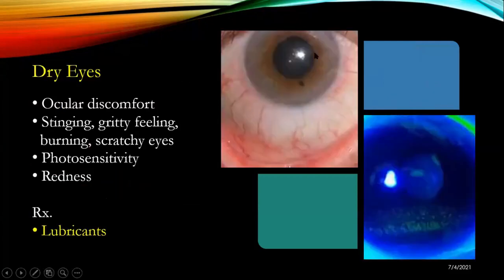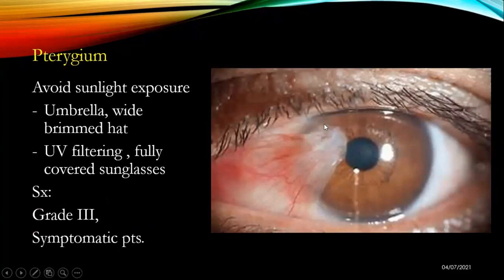The dry eyes, patient will complain of ocular discomfort, stinging and gritty feeling, and photosensitivity, redness, and of course the treatment is lubricants. Pterygium, this is a condition with a fibrovascular growth onto the cornea, which is classically on the nasal aspect of the eye. Rarely it can come from the temporal aspect, which we call pseudopterygium, which happens due to the ultraviolet light damage to the limbal stem cells, and then subsequently these fibrovascular tissues grow onto the cornea.